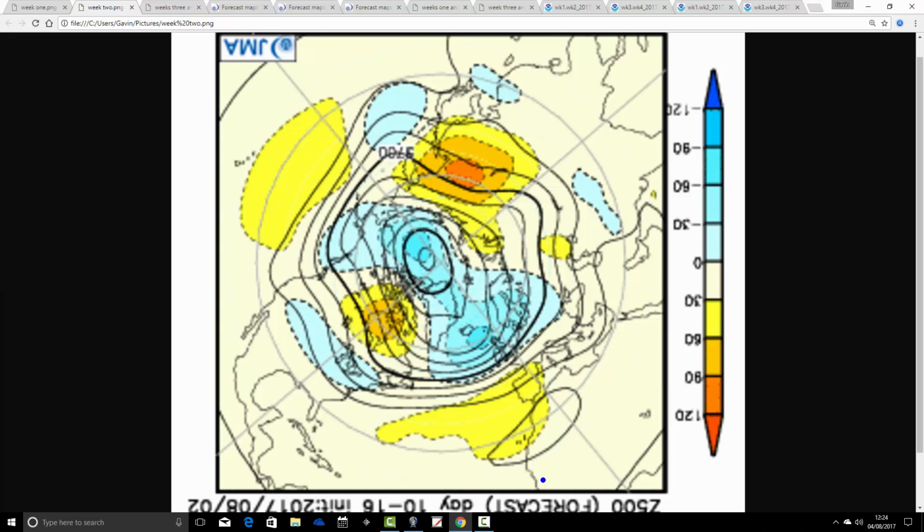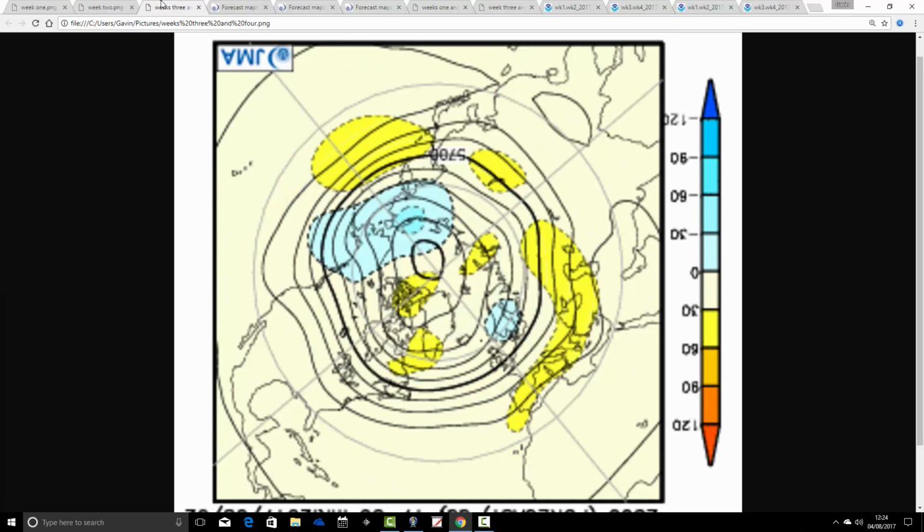And it is at odds with what the shorter range ECM and GFS models are doing. But I can only go by what the long range models are showing, and this morning the JMA keeps it unsettled at least to the middle part of August. And then we go through to weeks 3 and 4, which takes us from the 18th of August through to the 1st of September, so the very first day of the new month and of autumn.